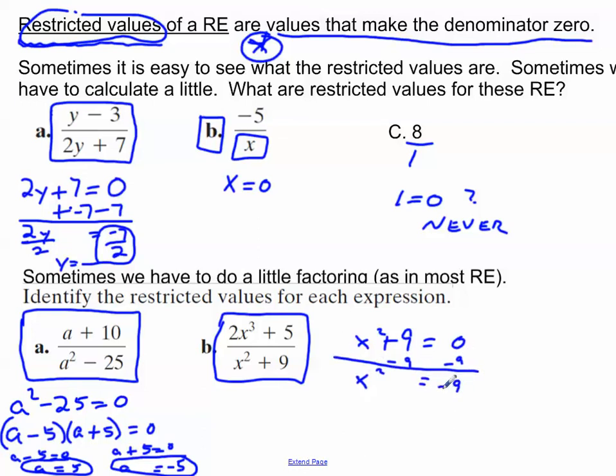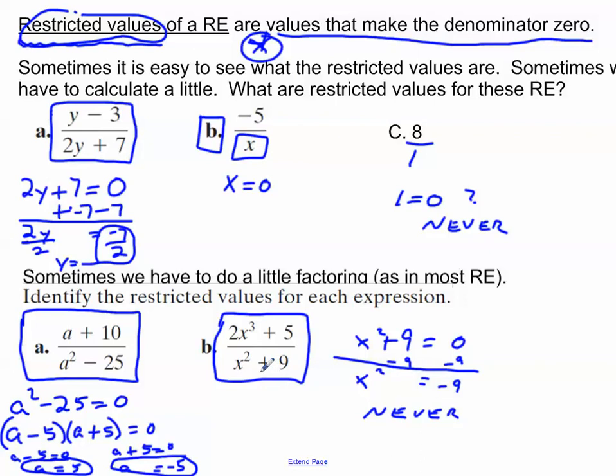When does x squared equal a negative number? Never, because a positive times a positive is positive, and a negative times a negative is still positive. In other words, a negative squared is still a positive as well. So when does this happen? Never. So for rational expression B, we have no restricted values because x squared plus 9 is never equal to 0.